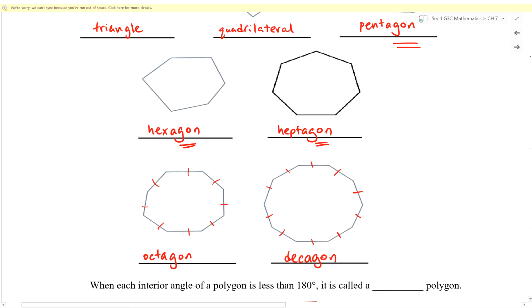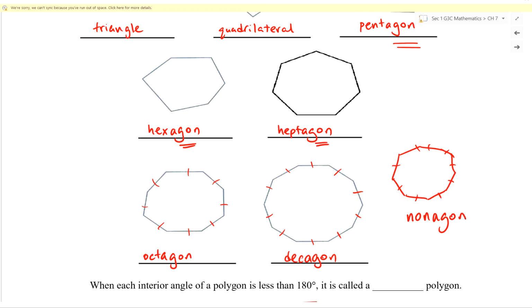Somehow the 9-sided is not shown. Okay, so just draw your 9-sided figure over here. 1, 2, 3, 4, 5, 6, 7, 8, and 9. You can do dashes like this to indicate that we have 9 sides. Nonagon. Okay, so these are the names for the figures from 3 sides all the way until 10 sides.